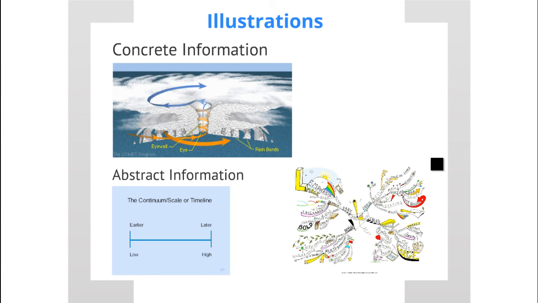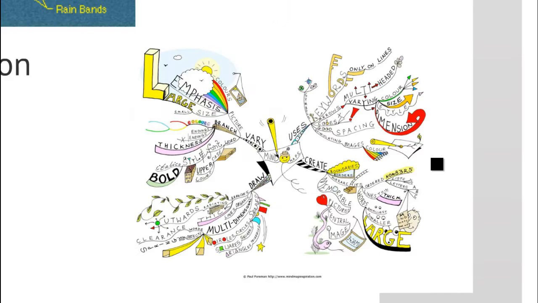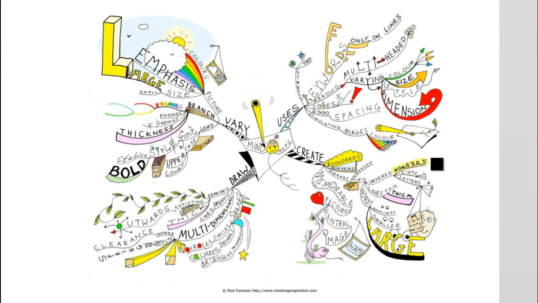Other things, for instance, is that visuals can be used as illustrations. They can help you understand concrete information, and there's an example shown here. It could also help you show abstract information, for instance, like the earlier and later continuum of time. Another way that illustrations and visuals can help is in the form of a mind map. And here is a mind map on how to create mind maps. And overall, this is just an example of how visuals can help you understand.